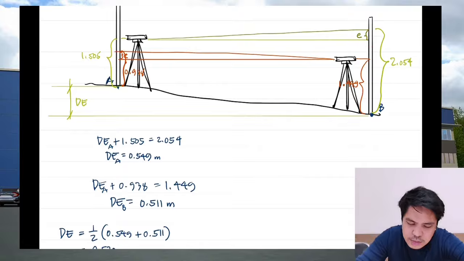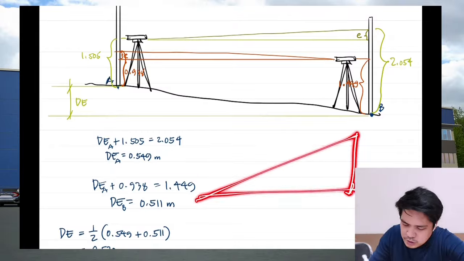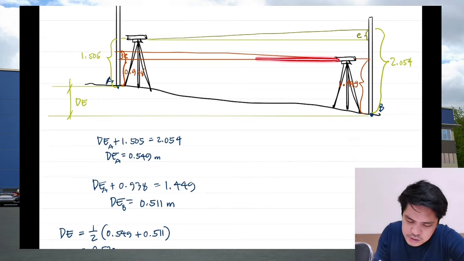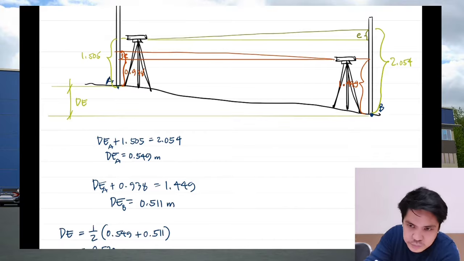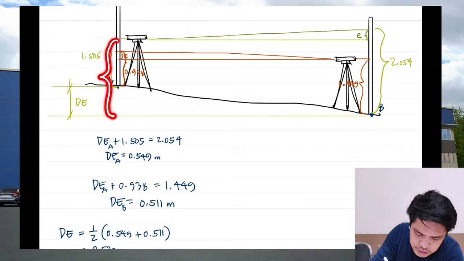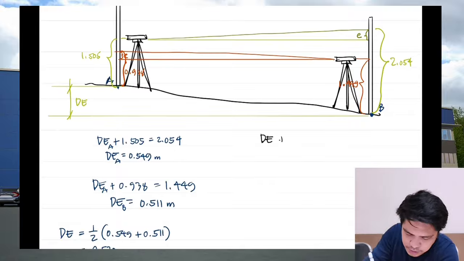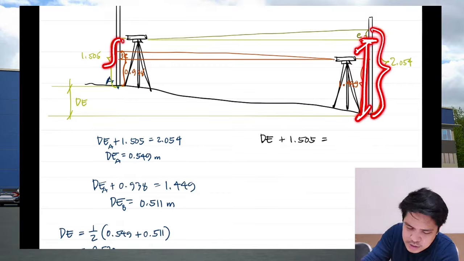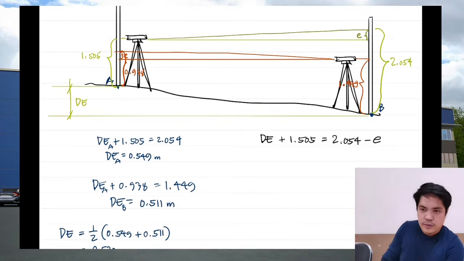'di ba? That's if we have a right triangle, if this distance is this ito na lang. If we have this right triangle, kung pareho sila ng distance horizontally or ito, yung base, and the same sila ng angle, so it means the same din sila dito. Diba? So that is the same for these two right triangles here. Okay? Now, if we consider the first setup, for the first setup, or when the instrument is set up at A, this distance, ito, is equal to, ito yung horizontal line natin, no? To this distance, right? So, mathematically, that would be DE plus 1.505, that is equal to this distance minus E. Kasi ito yung distance na pareho dito. Okay? So, that is 2.054 minus the error.